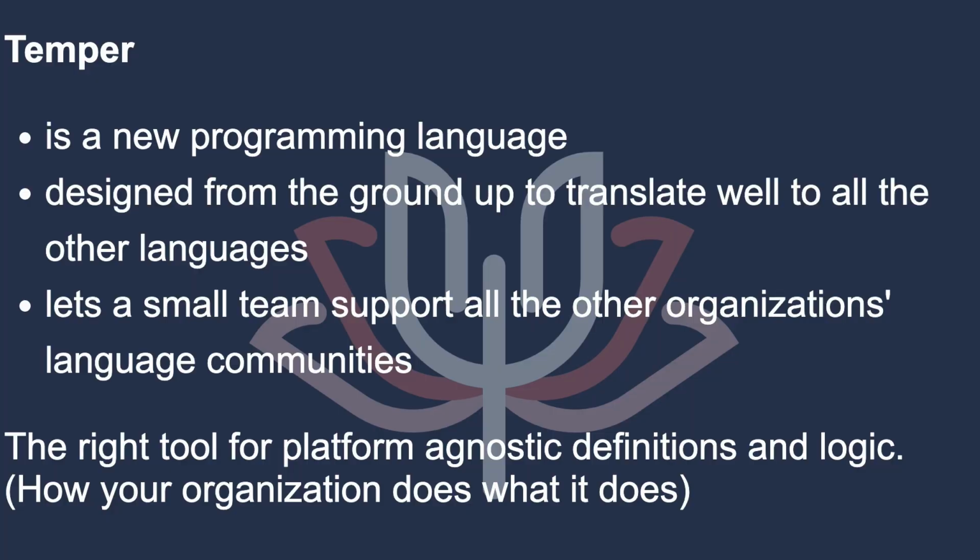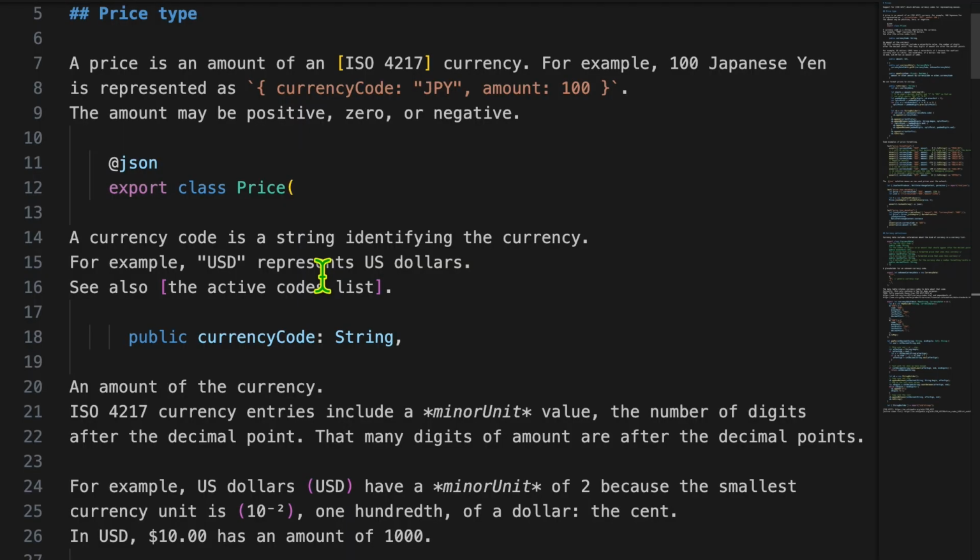Let's take a look. Here's Visual Studio Code with some Temper code. You can see that it looks like a markdown description. The English prose explains what the code does and why. The indented code sections are Temper code. It looks like any modern language that uses curly brackets and semicolons.